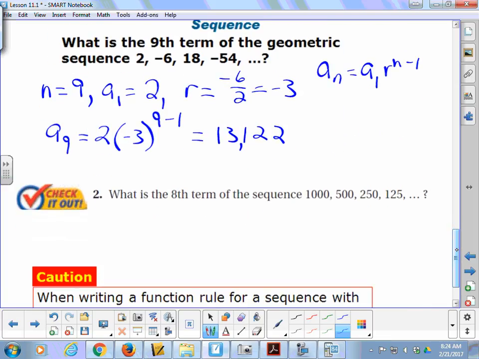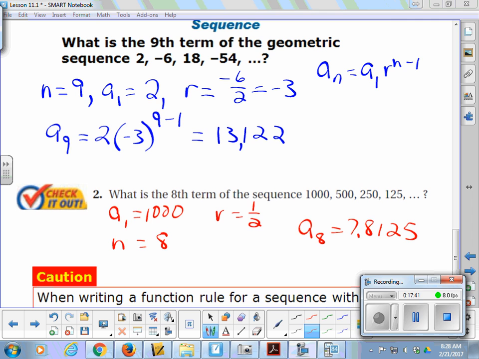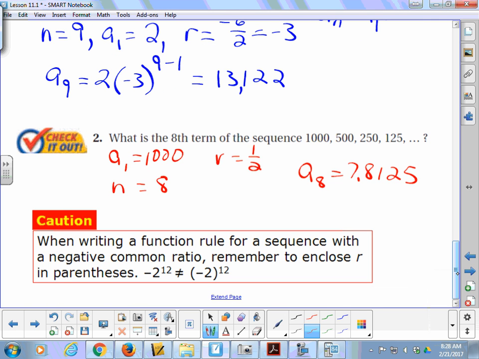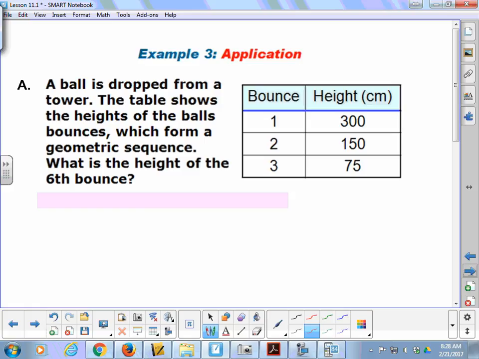All right, so let's do this number 2 here then. Okay. And down here is just a reminder with your negatives. Okay. All right, so let's do a couple of word problems that involve geometric sequences. So the balls drop from a tower. The table shows the heights of the balls' bounces, which form a geometric sequence. What is the height of the ball after the 6th bounce?